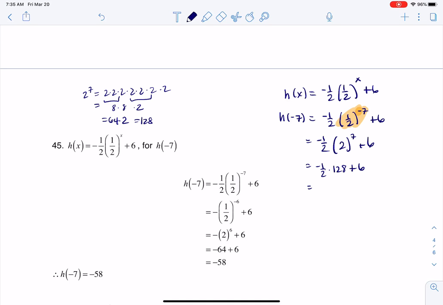All right, if I divide 128 by 2, I'm going to get 64, but I have to remember that I have this negative sign here. So this is going to be negative 64 plus 6. And when I add 6 to negative 64, I get negative 58. And there is my answer.